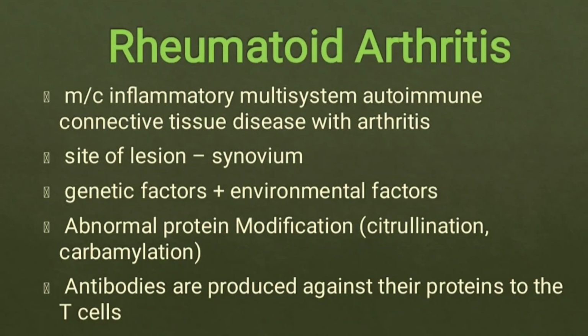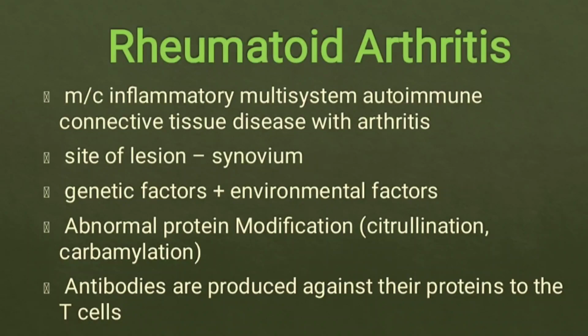Rheumatoid arthritis is the most common inflammatory multi-system autoimmune connective tissue disorder with arthritis. And the site of lesion seen in rheumatoid arthritis is the synovium. Pathogenesis mainly includes genetic factors and environmental factors causing abnormal protein modification, that is citrullination or carbamylation, as a result of which antibodies are produced against these abnormal proteins by the T cells, and they form immune complexes and cause damage, leading to the pathogenesis of rheumatoid arthritis.